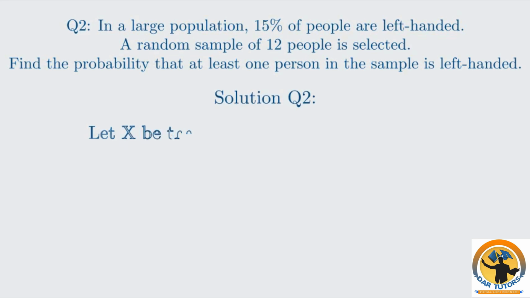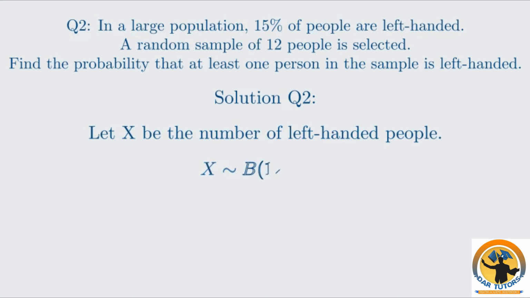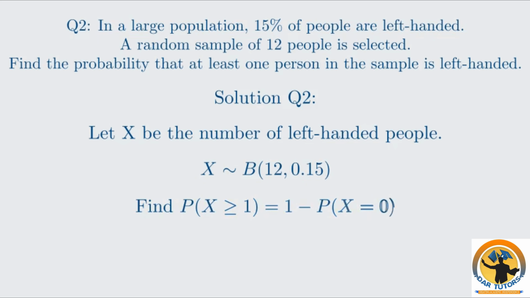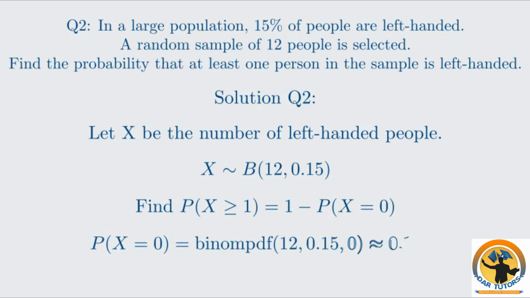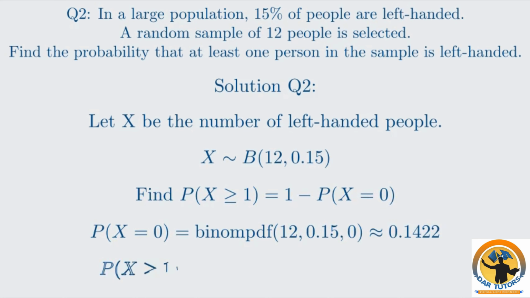Solution. Let X be the number of left-handed people in the sample. X is distributed as a binomial with n equals 12 and p equals 0.15. We want the probability that X is greater than or equal to 1. A useful strategy here is to use the complementary event. The probability of at least 1 is 1 minus the probability of 0. The probability that X equals 0 is approximately 0.142, so our answer is 1 minus 0.142, which is 0.858. There's an 85.8% chance of having at least one left-handed person in the sample.